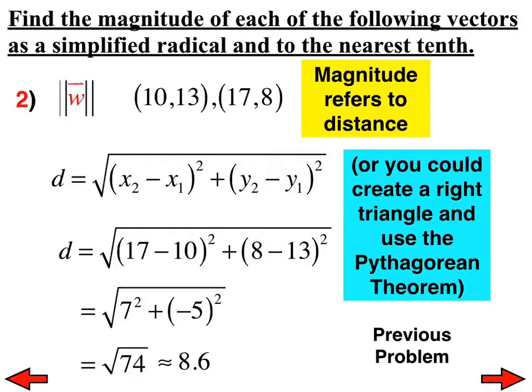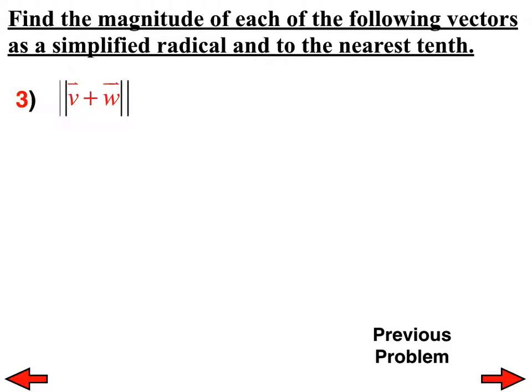Let's go to the next page in our notes. And now, find the magnitude of the resultant vector. Now that was vector r, but it was also vector v plus vector w. So go ahead and do number 3. Same idea. And remember, that resultant vector started at 2, 3, and it ended at 17, 8. And if you looked at the original picture, you would see that.